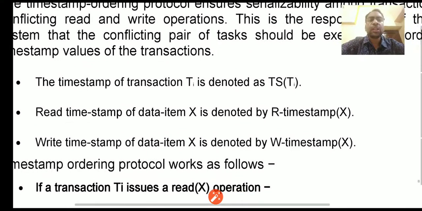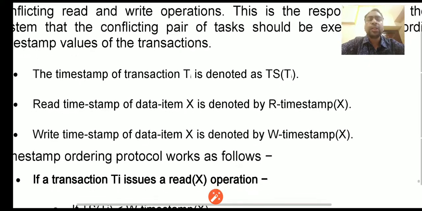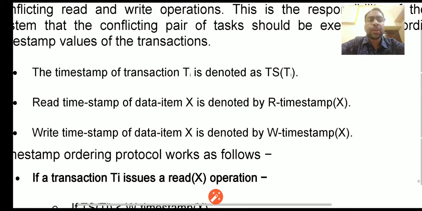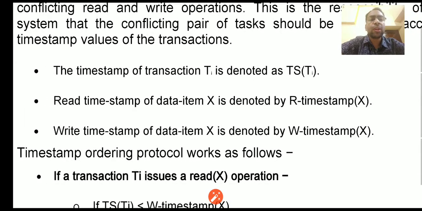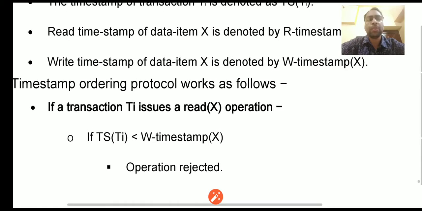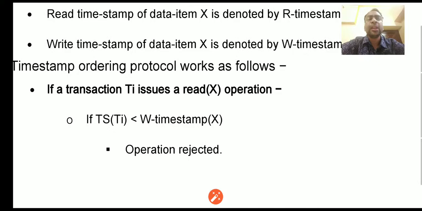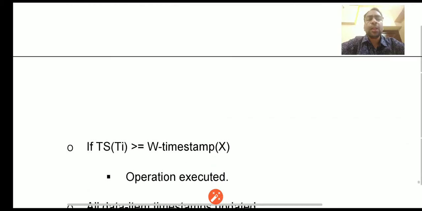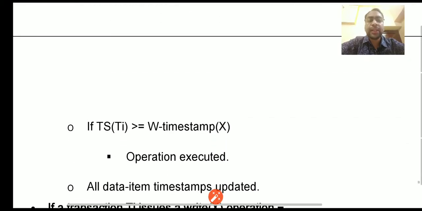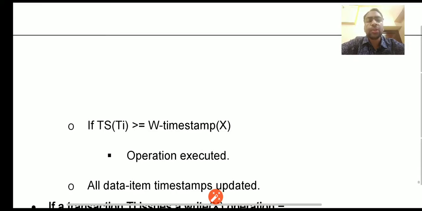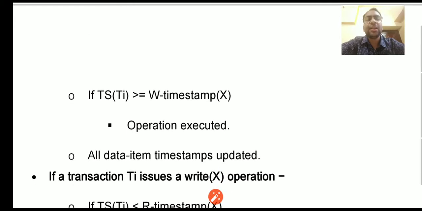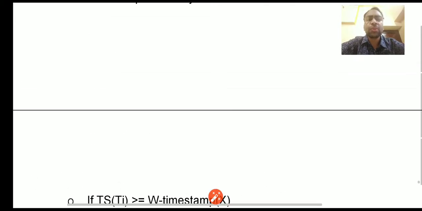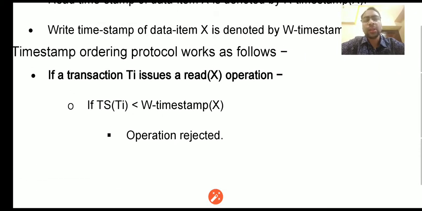One, the timestamp of the transaction, the timestamp of the reading operation, which is known as R, and the timestamp of the data item's write, which is denoted by W. So how does the timestamp ordering protocol work? If a transaction T issues a read operation, then it checks if the timestamp of the transaction is less than the timestamp of the writing operation, then the operation is rejected. Otherwise, if the timestamp of the transaction is greater than or equal to the timestamp of the writing operation, then the operation is executed and the data item timestamps are updated. So this is the case for the read operation. Remember, this is the case for the read operation.